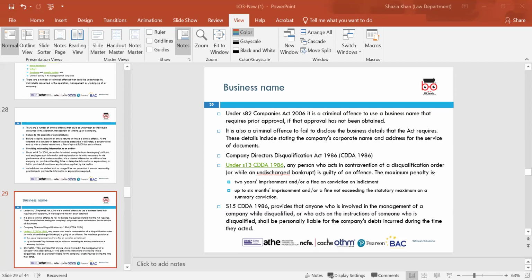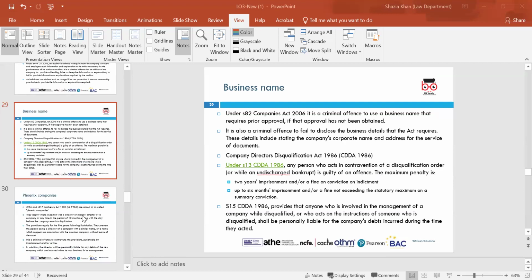So this is more recently in 2004, and if you believe that a business or someone has infringed your trademark, you can obviously get legal advice, but you can identify that your company's name is being used illegally, and you have the right to take legal action. Under Section 13 of the Company Directors Disqualification Act 1986, any person who acts in contravention of a disqualification order is guilty of an offence. So it's really important in regards to that to identify elements of that.